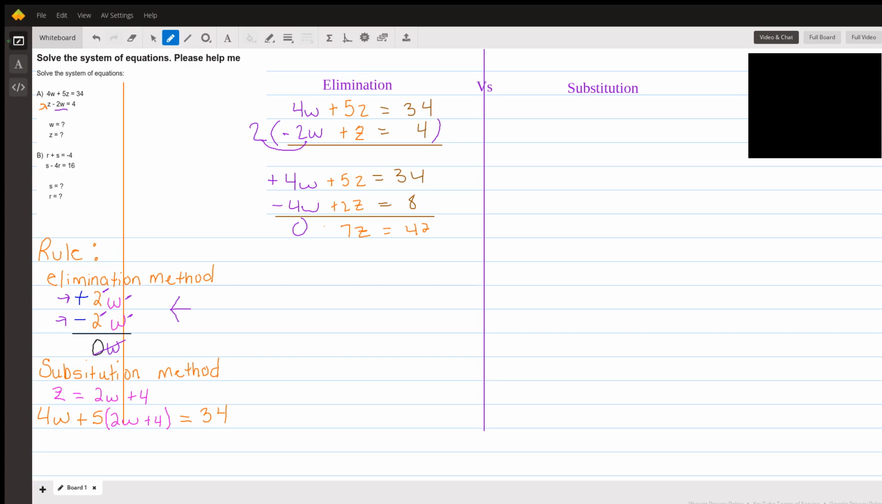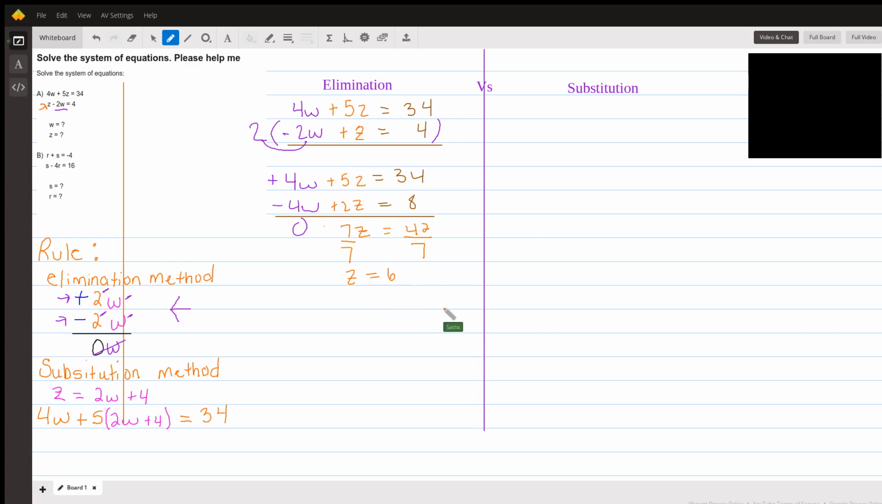All right, then I'm going to go ahead and isolate this variable here by division, okay? So I have 7 divided by 7 is going to leave me with just a Z. And 42 divided by 7 is going to leave me with a 6. Okay. So now I know that Z is equal to 6.